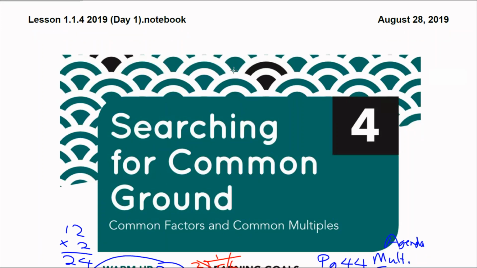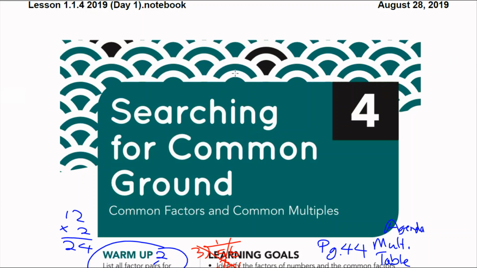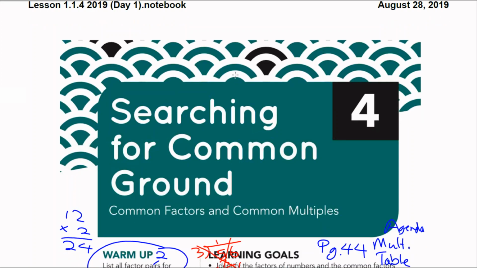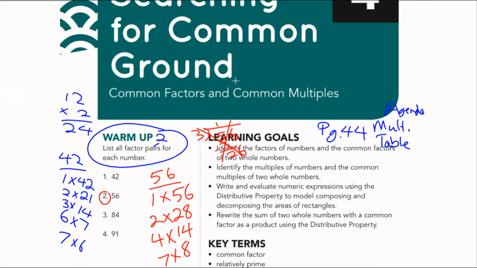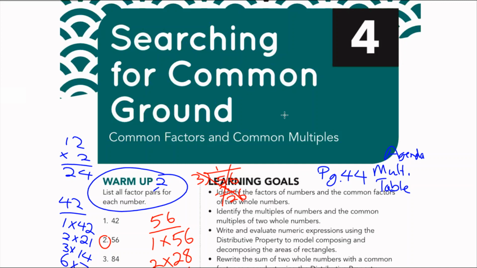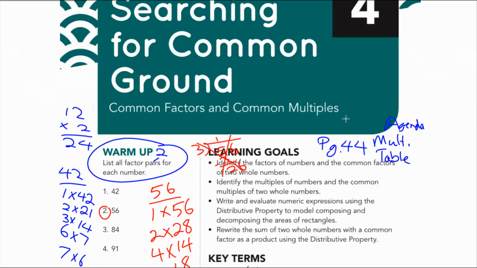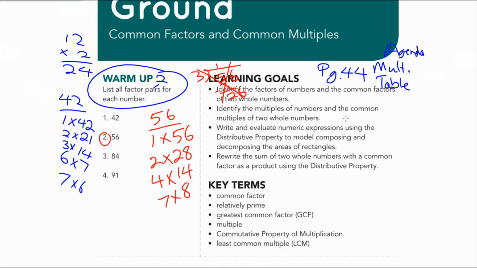Going over lesson 1.1.4, which we covered on August 28th, 2019 in regular Math 6. This is an introduction to factors and common factors. We'll get into multiples tomorrow. We started off looking at the warm-up on page 39.